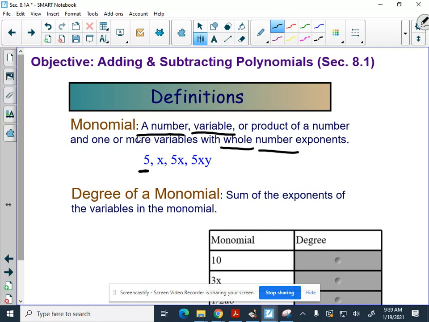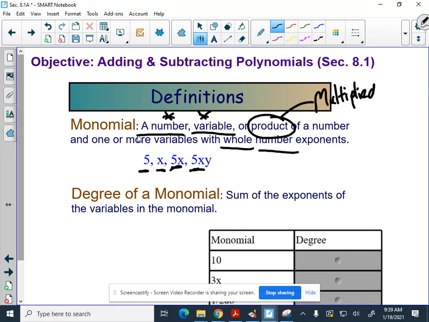But it can be a variable like x. So it could be t or y. But it can be what we call a product. The word product means you have multiplied either numbers or variables. So we can have 5x because that's multiplying 5 times x. We can have 5 times x times y, because that's multiplying 5, x, and y.